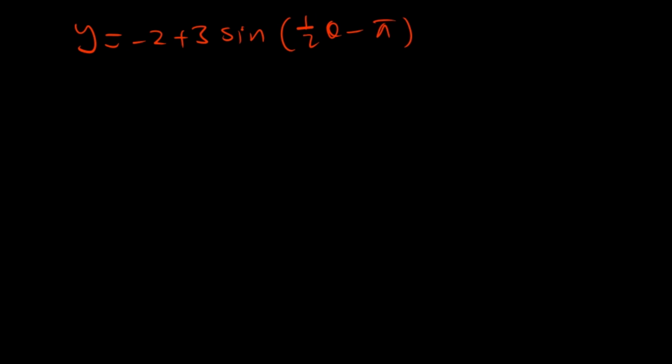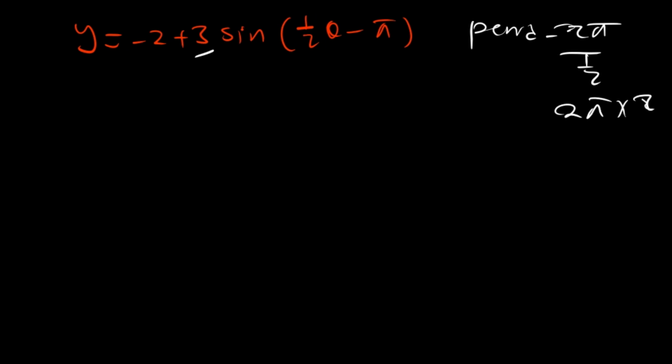So the amplitude is 3. The period is 2 pi over b. B is the number in front of x or theta. In that case 1 over 2. So it is 2 pi times 2, which is 4 pi. That is the period.